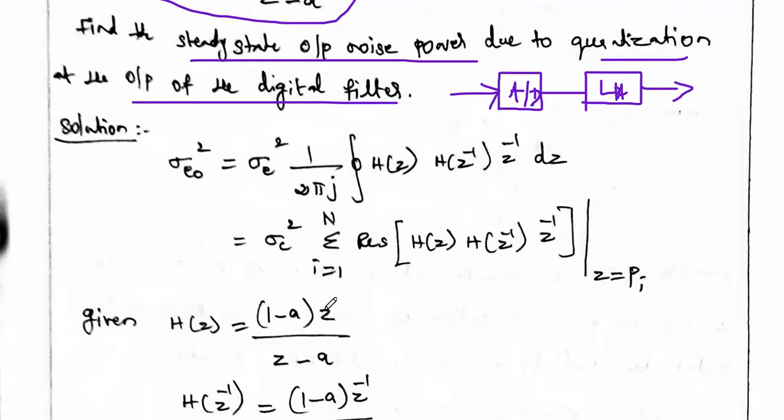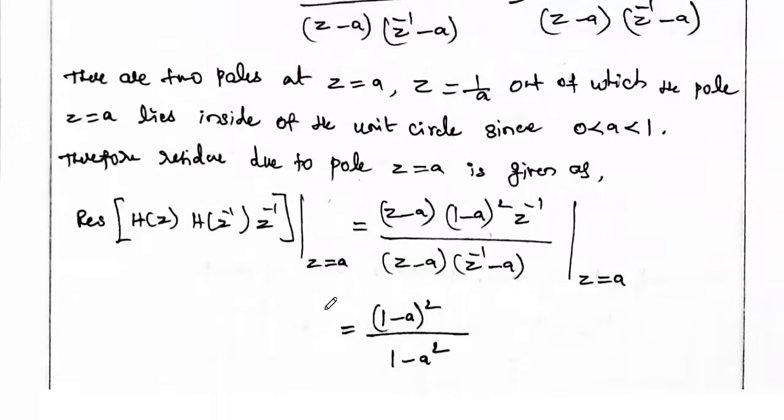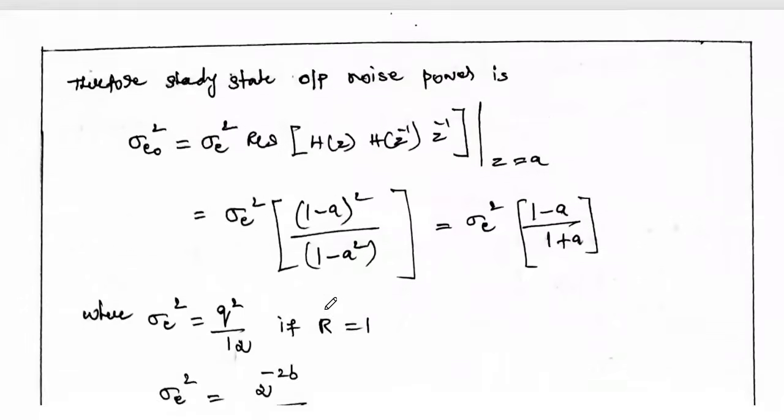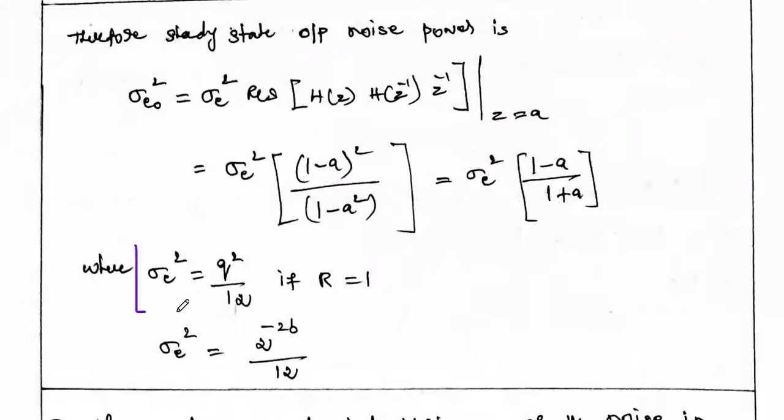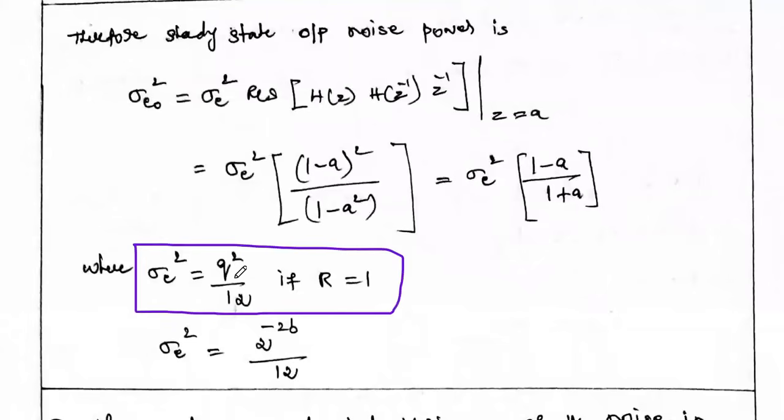Here, the input quantization noise power sigma e squared, the formula you already know: sigma e squared is equal to Q squared divided by 12, where Q is the quantization step size. What is Q?